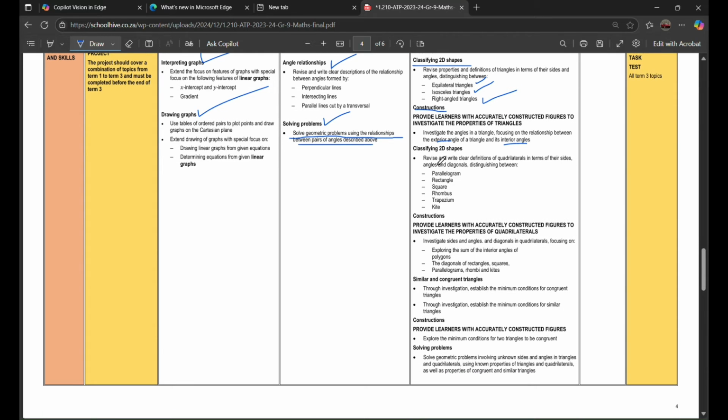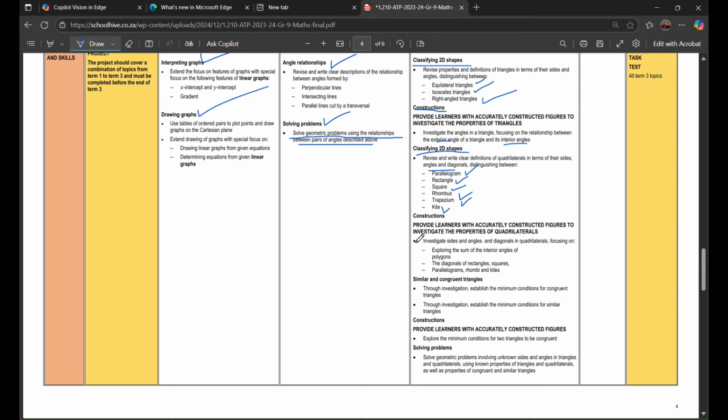You're going to be also diving more into 2D shapes, into classifying 2D shapes. You're going to revise and write clear definitions of quadrilaterals in terms of their sides, angles, diagonals, and to distinguish between the parallelogram, rectangle, square, rhombus, trapezium, and kite.